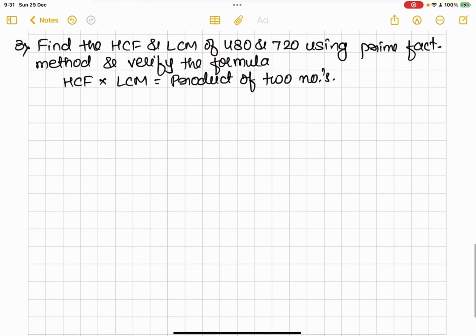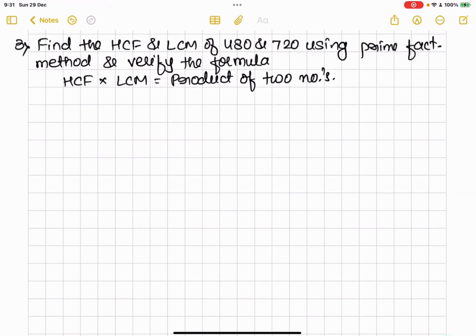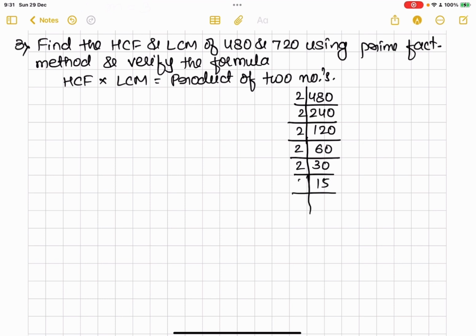Now the third question says find the HCF and LCM of 480 and 720 using prime factorization method and verify the formula. So first, using prime factorization method to find the factors. So 480: it will be 2, 240, 2, 120, 2, 60, 2, 30, 2, 15, 3, 5 and 5, 1.